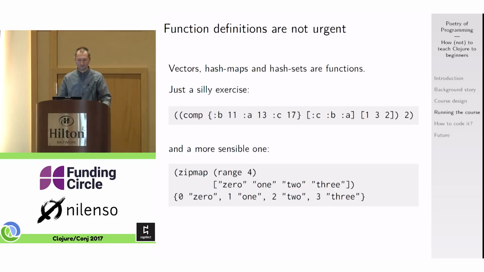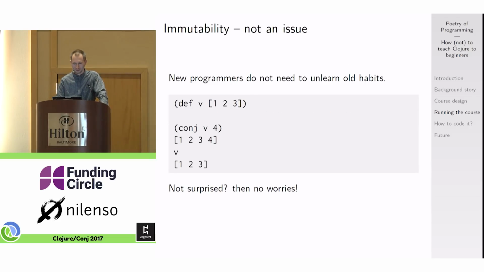Okay, and also function definitions are not urgent, because many data structures behave like functions. Well, you can have this silly exercise, you can compose vectors with maps, but actually it's not that silly, because if you look at it, there is a more sensible one. You can map the digits to the English words, and it's again just a function.